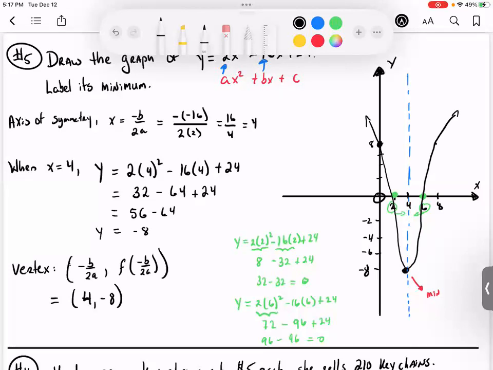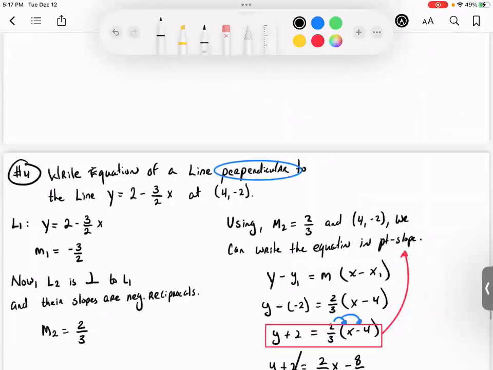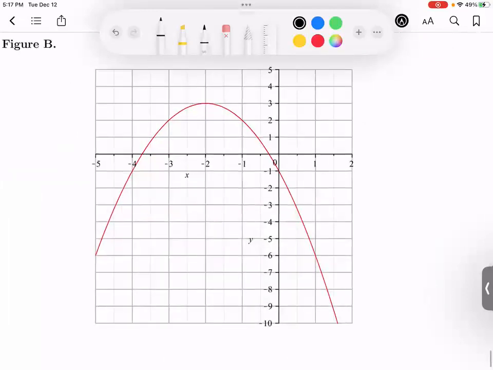Anybody have any questions in the chat? Okay. So let's look at problem number 9 now. Problem number 9 says you're going to be given a graph of a parabola, and what you want to do is write out the equation of the parabola. This one's a little easier for us to work with.